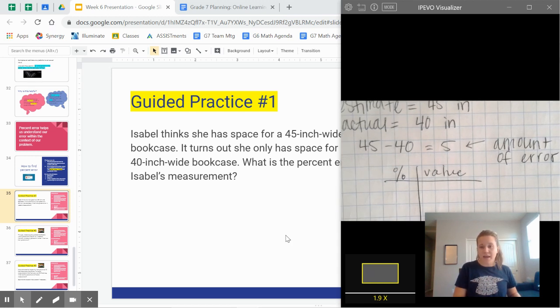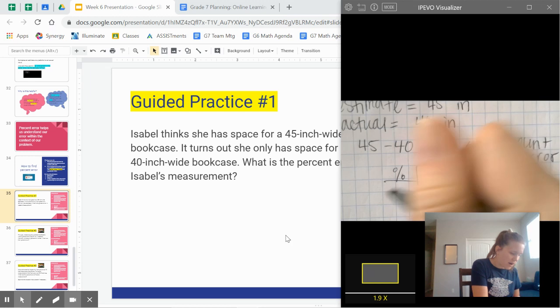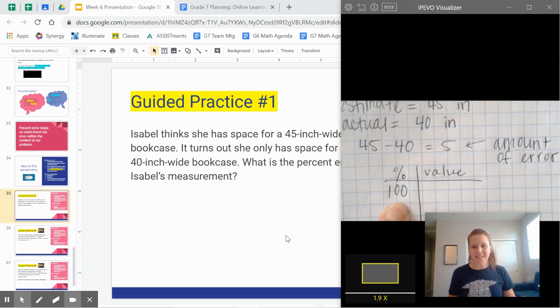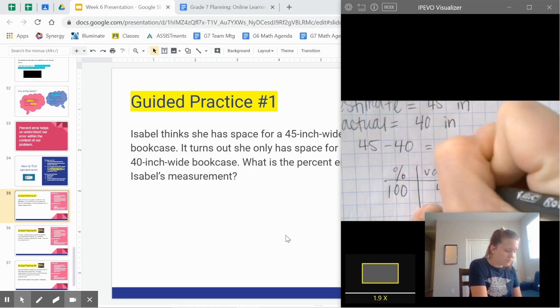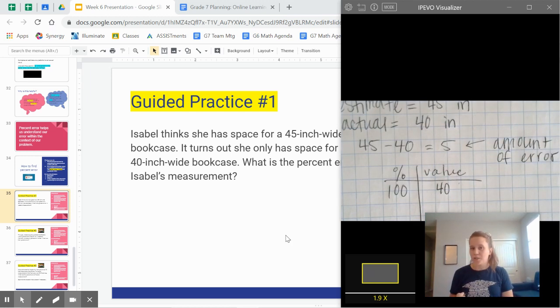I'm going to start with my whole, 100%. Remember, that's not given in the question. I just have to know that the actual amount is the whole, and so it represents 100%. The actual amount goes here in value. The actual was 40. She actually has 40 inches of space for her bookcase. Okay, so the only number in the question was 40. Remember, I'm bringing that based on my own knowledge.